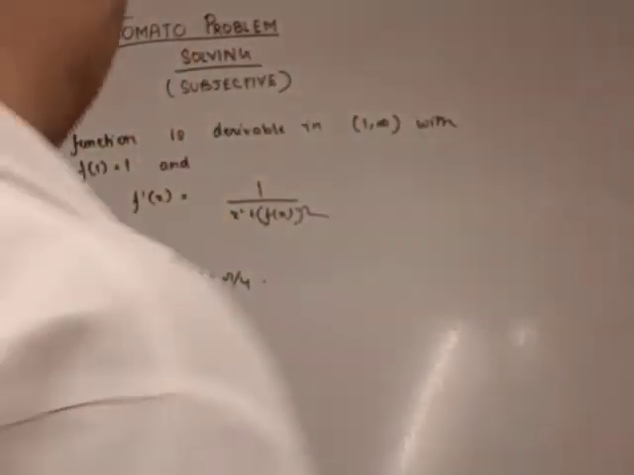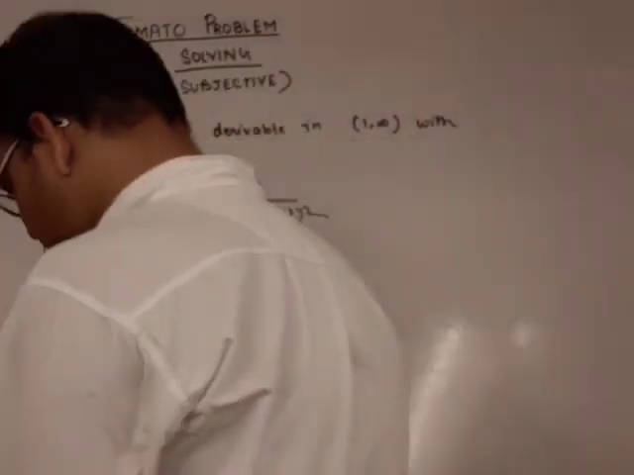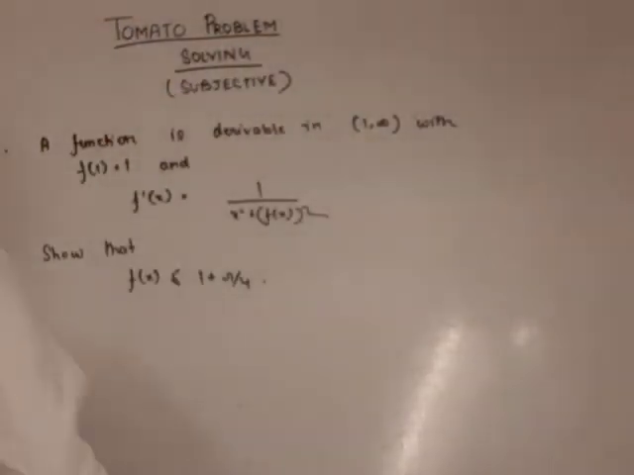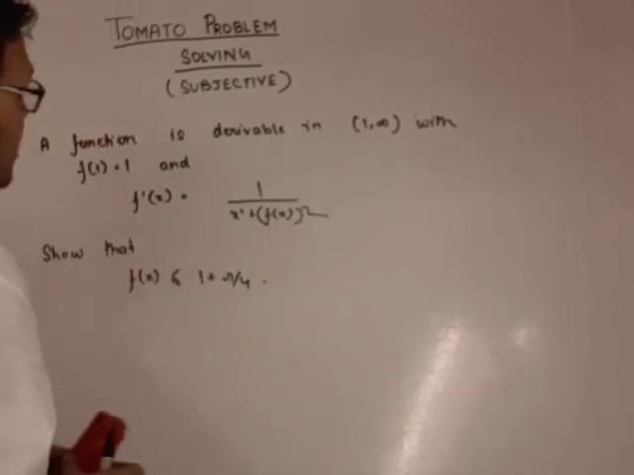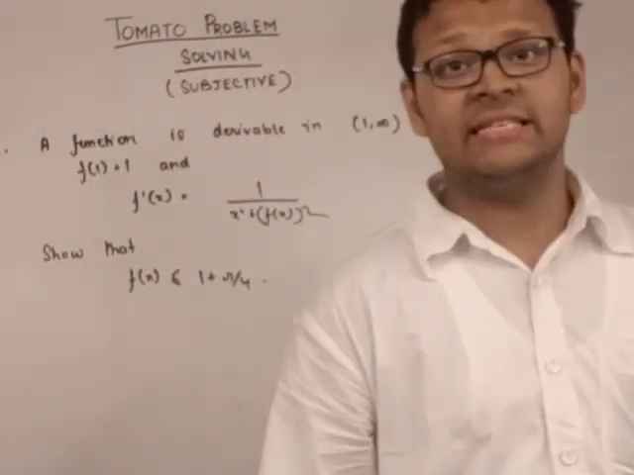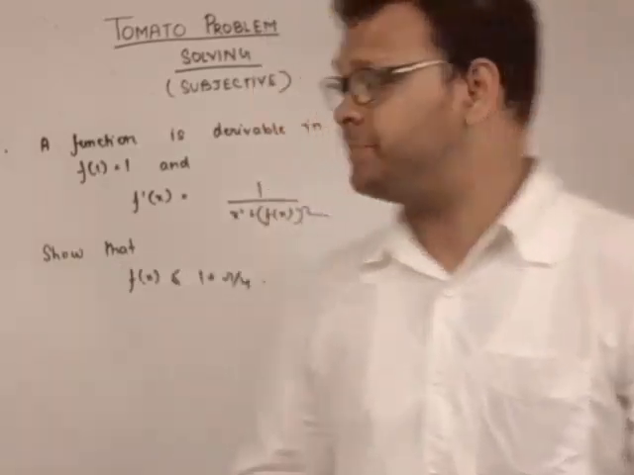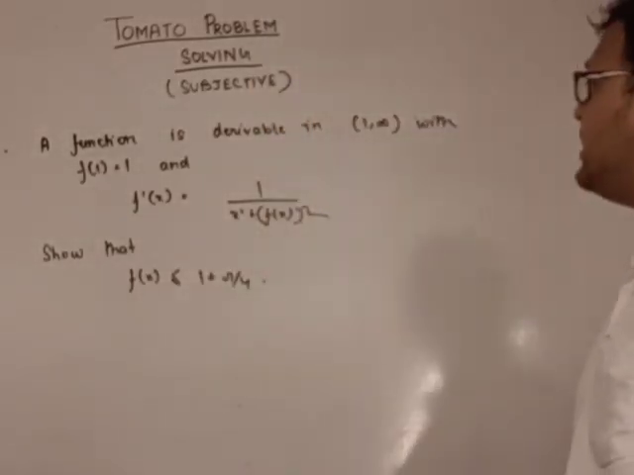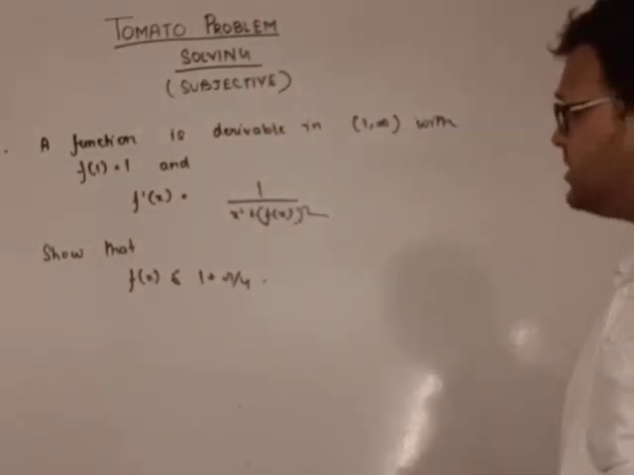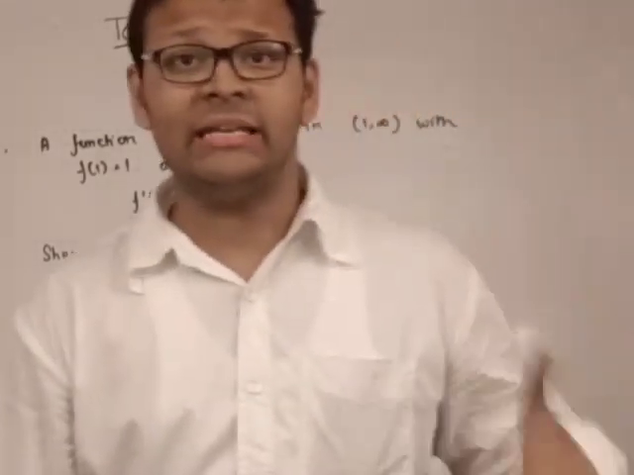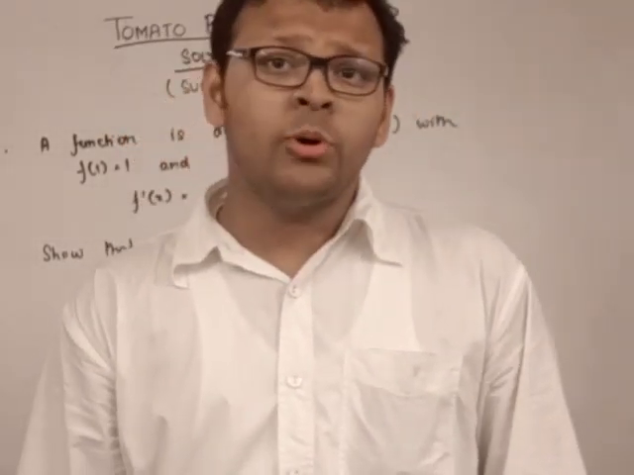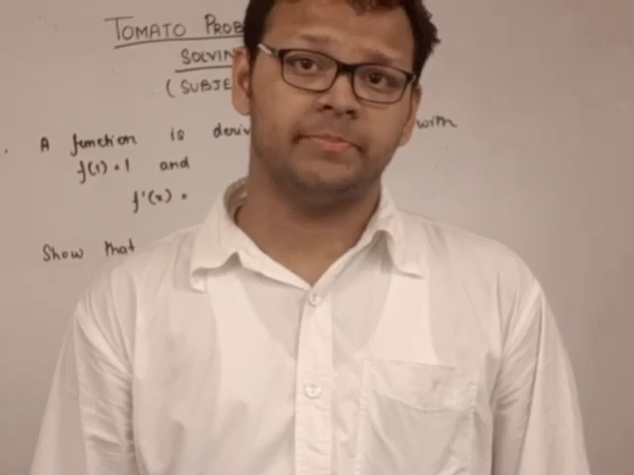Okay, so the stipulated time given for this problem is sufficient enough. I think that this is a much more straightforward problem to be solved. Before solving this problem, let's gain some intuition regarding it. A function is derivable in 1 to infinity. So what does this suggest? What can the function be? Of course the function is something positive.